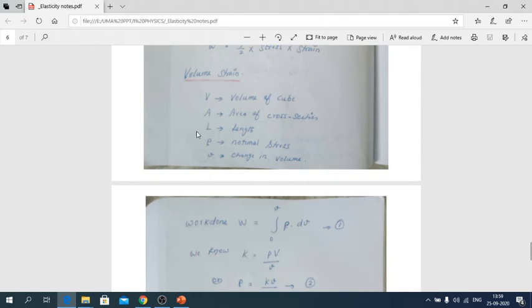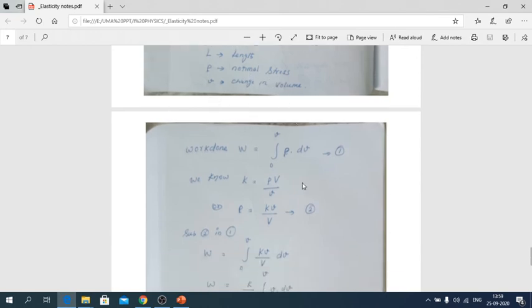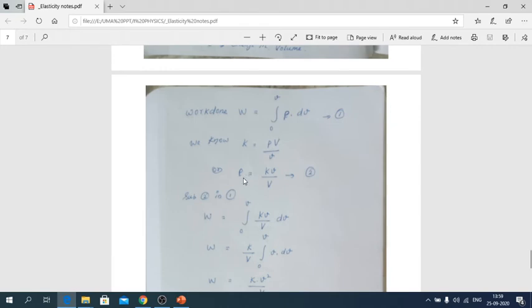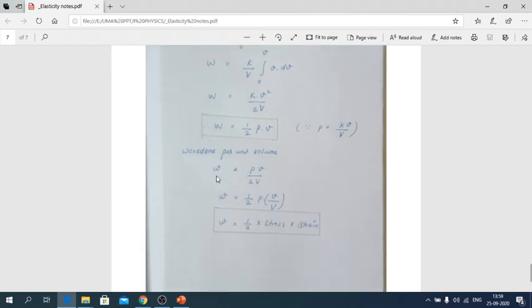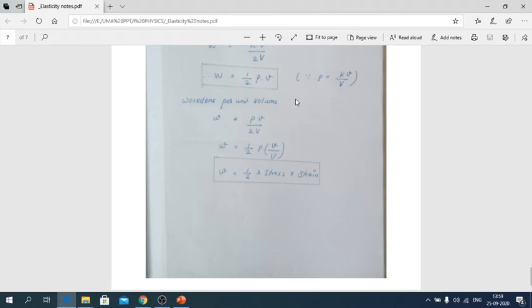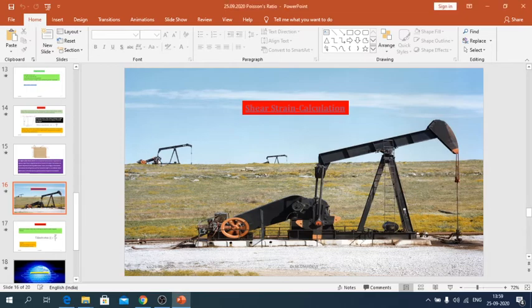V is the volume of the cube, A is the area of cross section, L is the length, and P is the normal stress, and v is the change in volume. So work done is equal to P dot dV, where we know the formula for K is equal to P into capital V divided by small v. From that we can calculate v and substitute 2 in 1 and we'll get W. Then work done per unit volume is given by W is equal to P into v divided by 2 into V. So then that v by V is a strain, so P is a stress. So W is equal to half into stress into strain, and this is for volume strain.